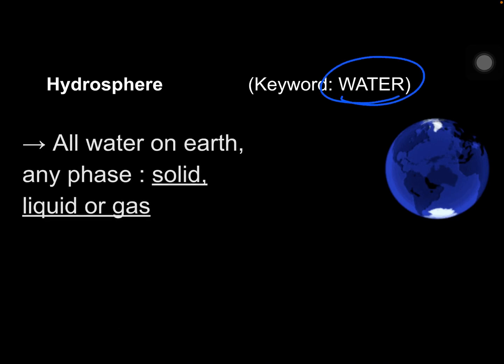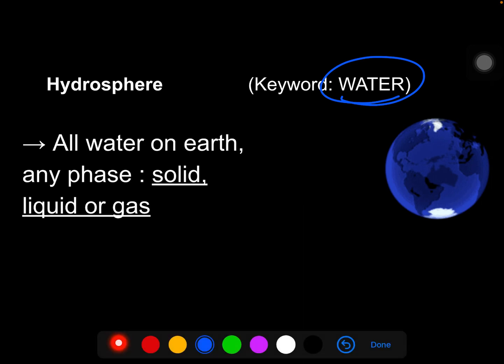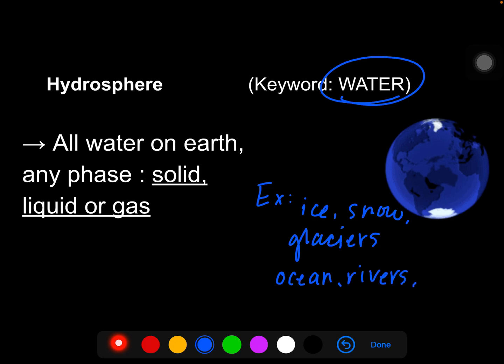Hydrosphere is a big part of our planet, and it is water in any phase or state of matter. So that could be solid. Thinking about examples that are solid, we could say ice, we could say snow, glaciers, hail, things like that. Liquid could, of course, be the ocean, rivers, lakes, ponds, rain, clouds. And gas could be things like water vapor, which is around us in the atmosphere right now, but made of water. So that's why we count it as the hydrosphere.